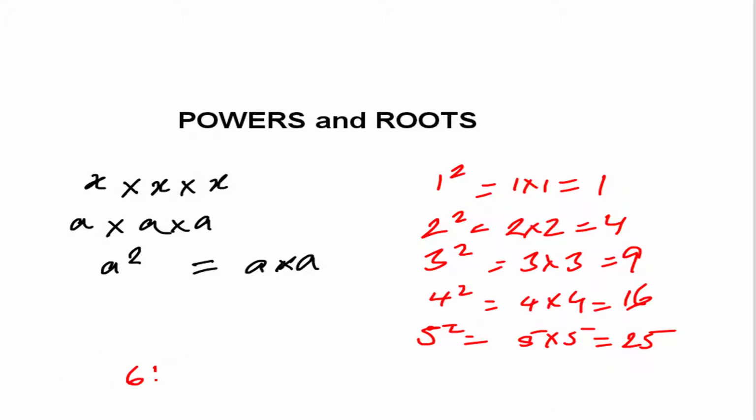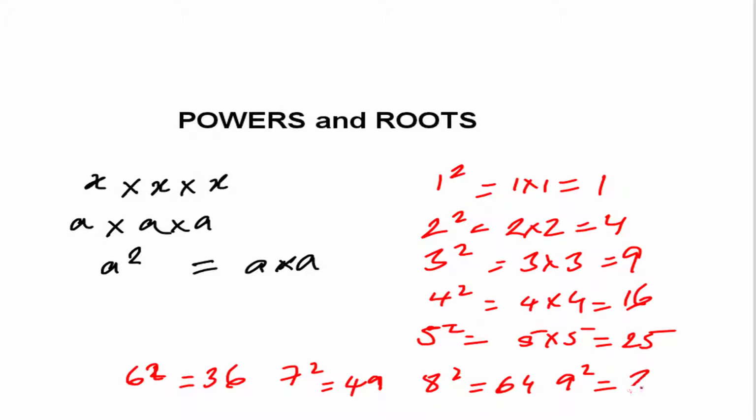So then you got 6 squared, that equals 36. 7 squared, that equals 49. 8 squared, that equals 64. 9 squared, that equals 81. And finally 10 squared, is 100. So there's a little cheat for you. I'm giving you the answer.